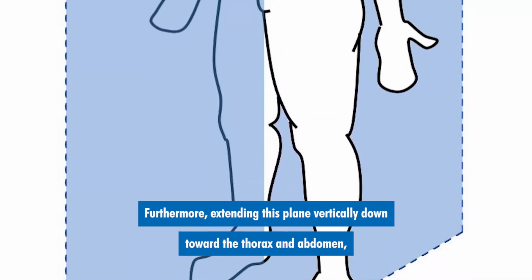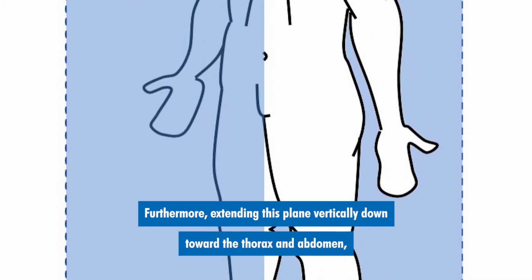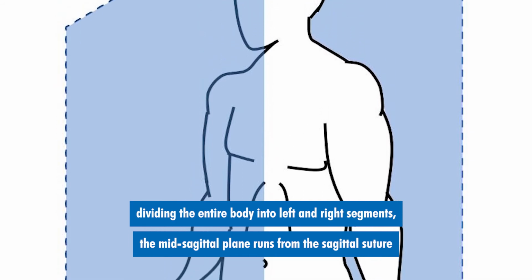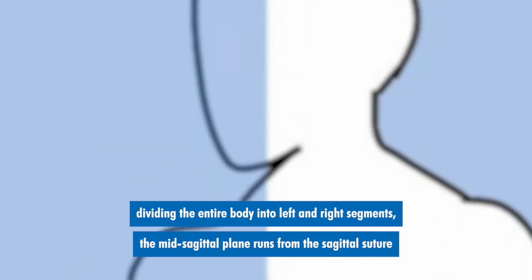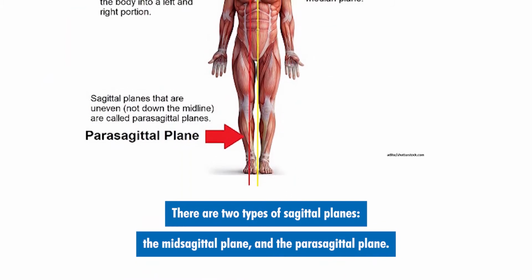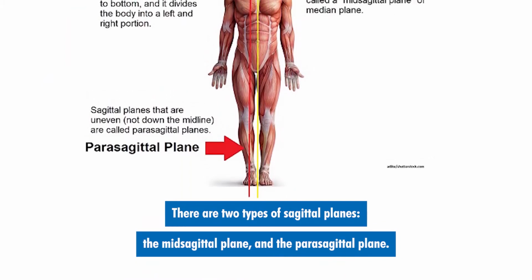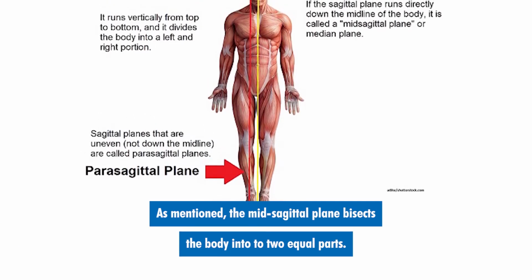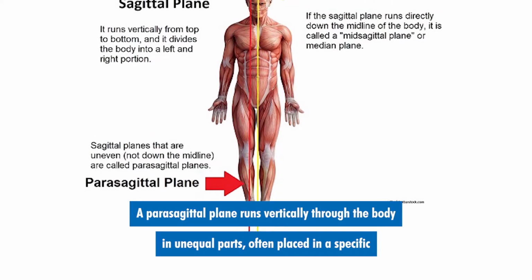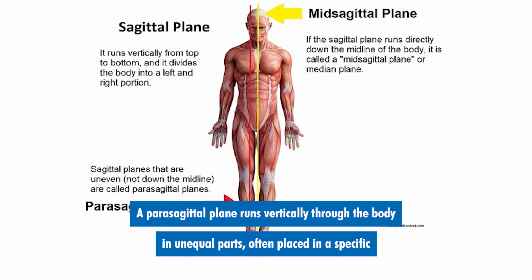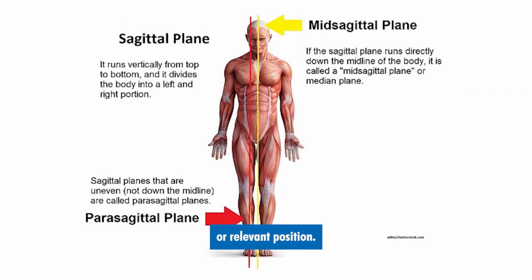Furthermore, extending this plane vertically down toward the thorax and abdomen, dividing the entire body into left and right segments, the mid-sagittal plane runs from the sagittal suture of the skull down to the symphysis pubis of the pelvis. There are two types of sagittal planes, the mid-sagittal plane and the parasagittal plane. As mentioned, the mid-sagittal plane bisects the body into two equal parts. A parasagittal plane runs vertically through the body in unequal parts, often placed in a specific or relevant position.